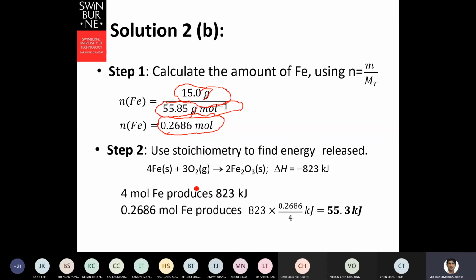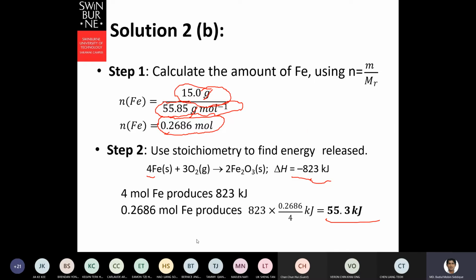Since the question is asking how much energy will be produced, from here we see that 4 moles of iron produces 823 kilojoules of energy. So for 0.2686 moles, it is quite a straightforward calculation, and we find 55.3 kilojoules.